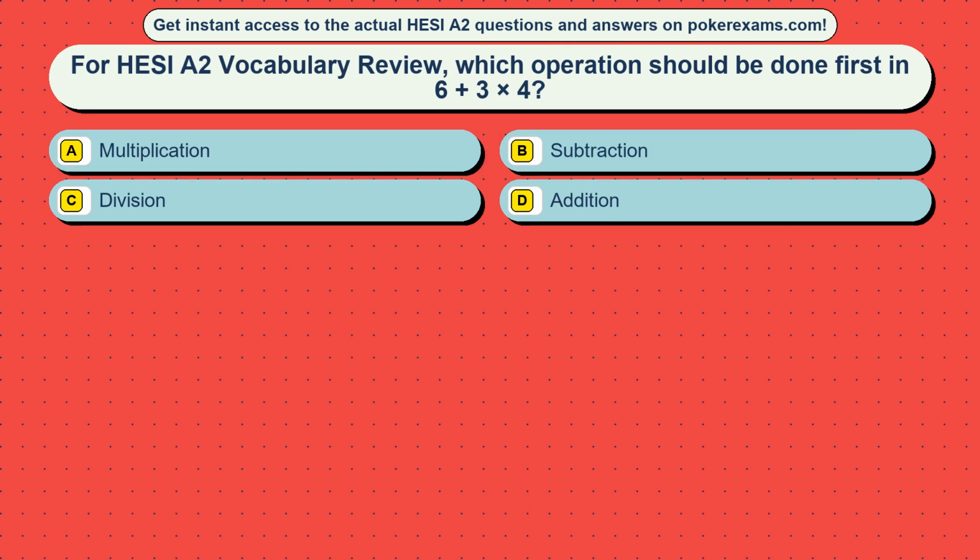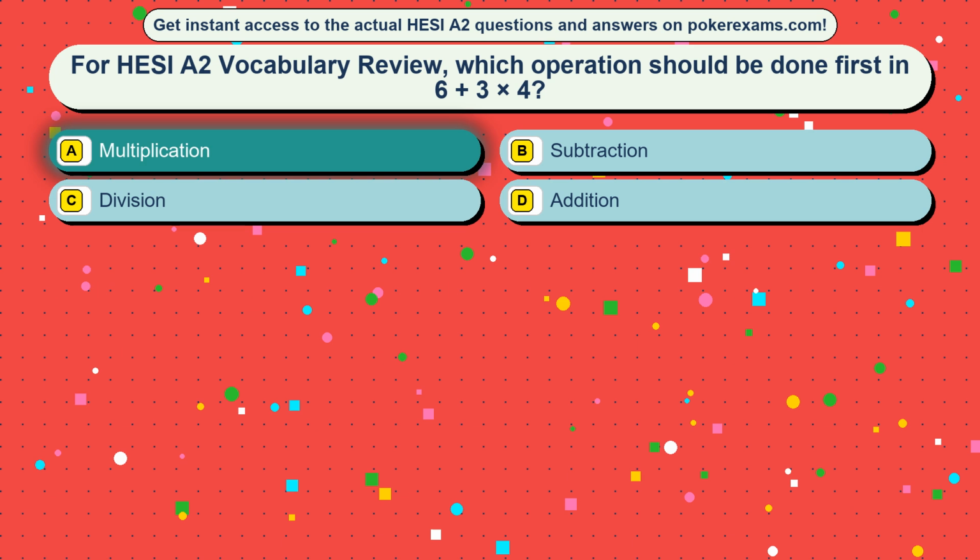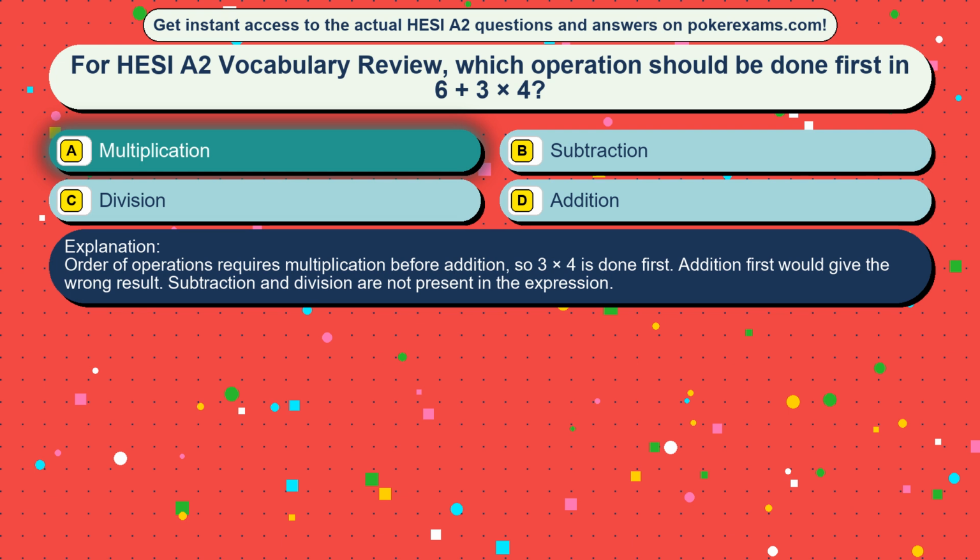Question 42. For HESI A2 vocabulary review, which operation should be done first in 6+3×4? Option A, multiplication. Option B, subtraction. Option C, division. Option D, addition. The correct answer is option A, multiplication. Order of operations requires multiplication before addition, so 3×4 is done first. Addition first would give the wrong result. Subtraction and division are not present in the expression.